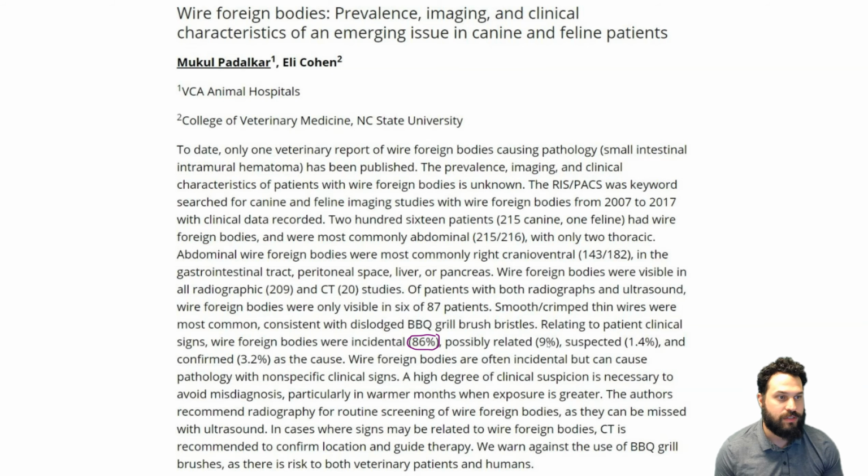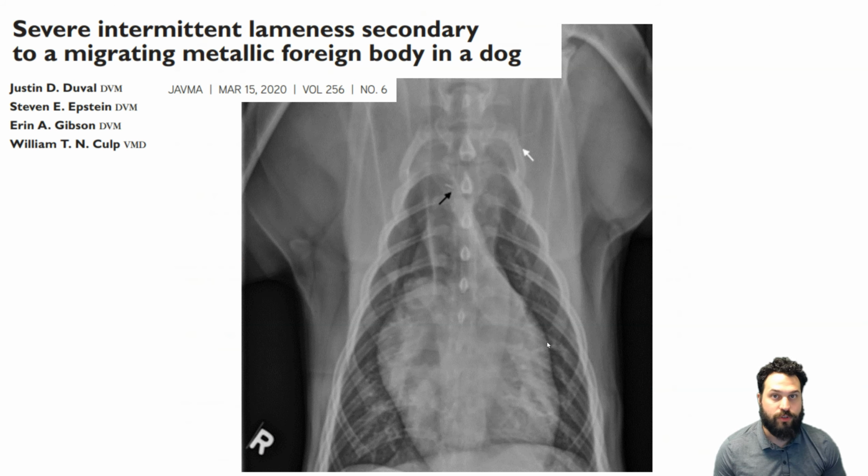There's also a report out of the group from UC Davis. They found a wire foreign body here in the cranial thorax, kind of migrating towards the axilla there, which caused intermittent lameness in this patient. And these are all examples where things can go wrong in these instances.